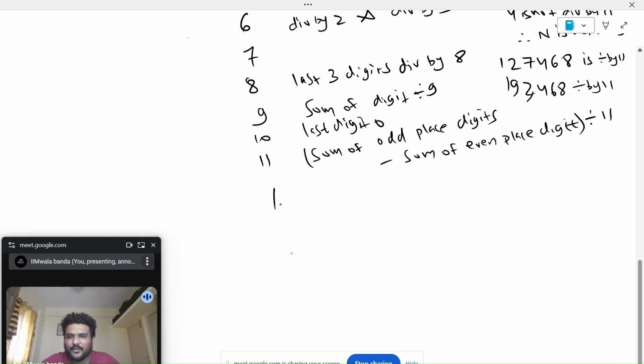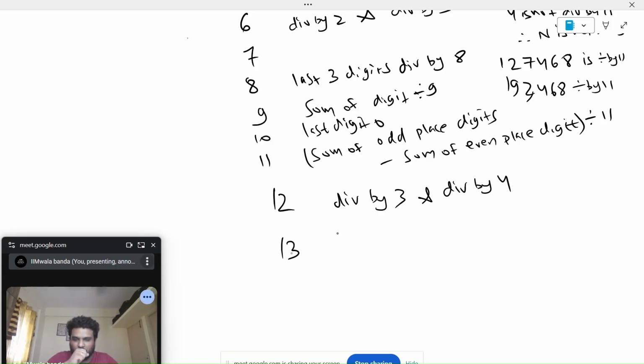Again, if there is 12, it has to be divisible by 3 and it has to be divisible by 4. This you can think about for any numbers then. 13 is also very interesting. So let's take 7 and 13. The idea is any number, let's pick the same number 1, 2, 7, 4, 6, 8. How do I check for 7 and 13? Start making groups from right. Start from right, make groups of 3, 3, and so on.